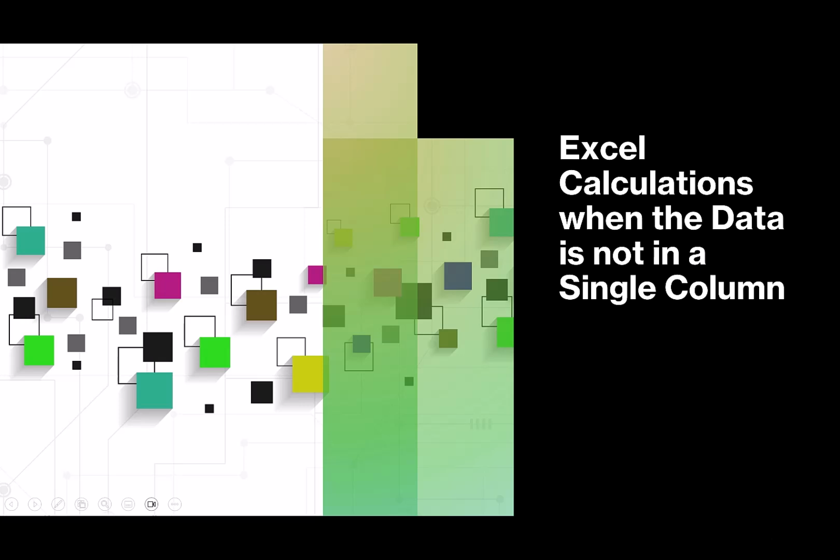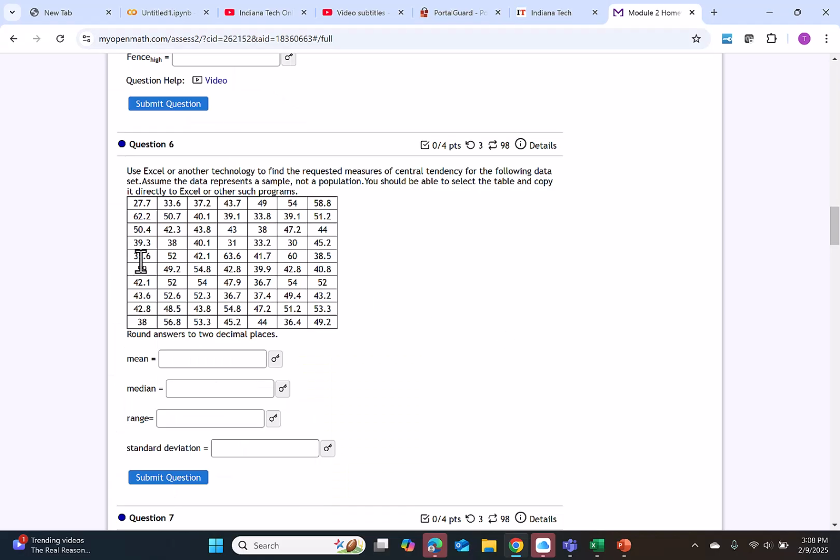Hi everybody, today we have a quick video on doing Excel calculations when the data is not in a single column. So for example, I have this set of data, which it says is a sample, not a population, and I want to find the mean, median, range, and standard deviation.